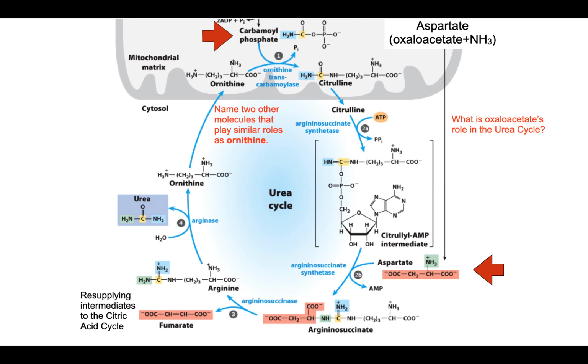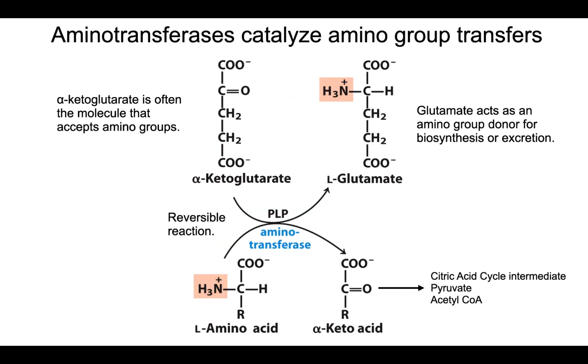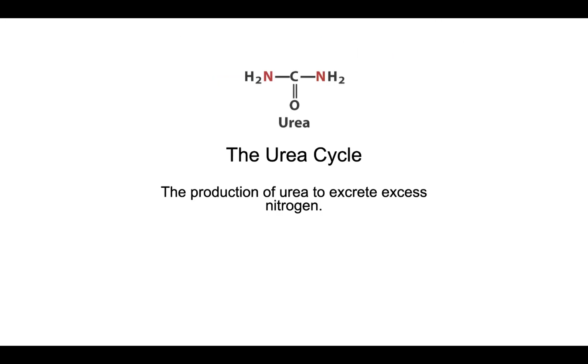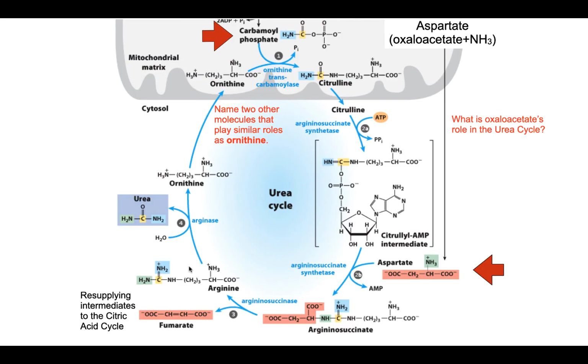So again, I want you to understand these reactions, these basic aminotransferase reactions that occur. And I want you to remember what is the source of the 2 nitrogens and the carbon of urea. And be able to explain steps 1 and 2 and 3 and 4. Don't worry about explaining 2A and 2B. Just explain it as one step.